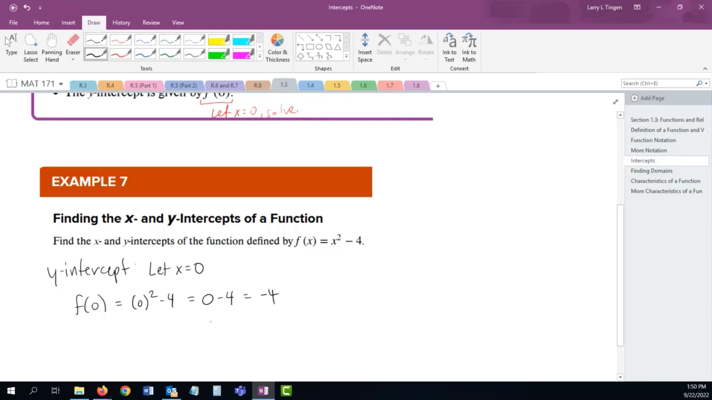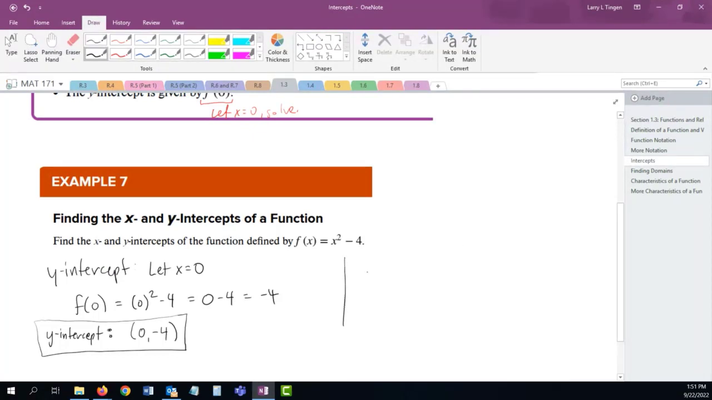And here's the thing about x and y-intercepts. They are points. So the y-intercept is the point 0, negative 4. Now, the text or the homework online may only ask you to write negative 4. But I want you to know mathematically the y-intercept is a point. It's not just a single number. When x is 0, y is negative 4.